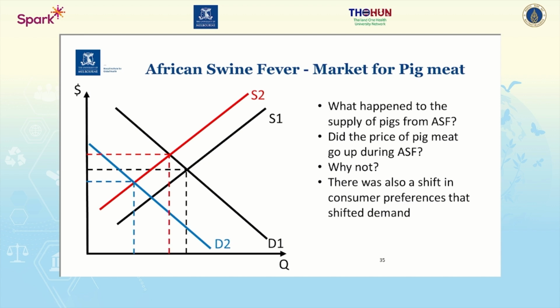So you can see, in some cases, there can be a simultaneous impact or a sequential impact on both supply and demand, all starting from the same point.